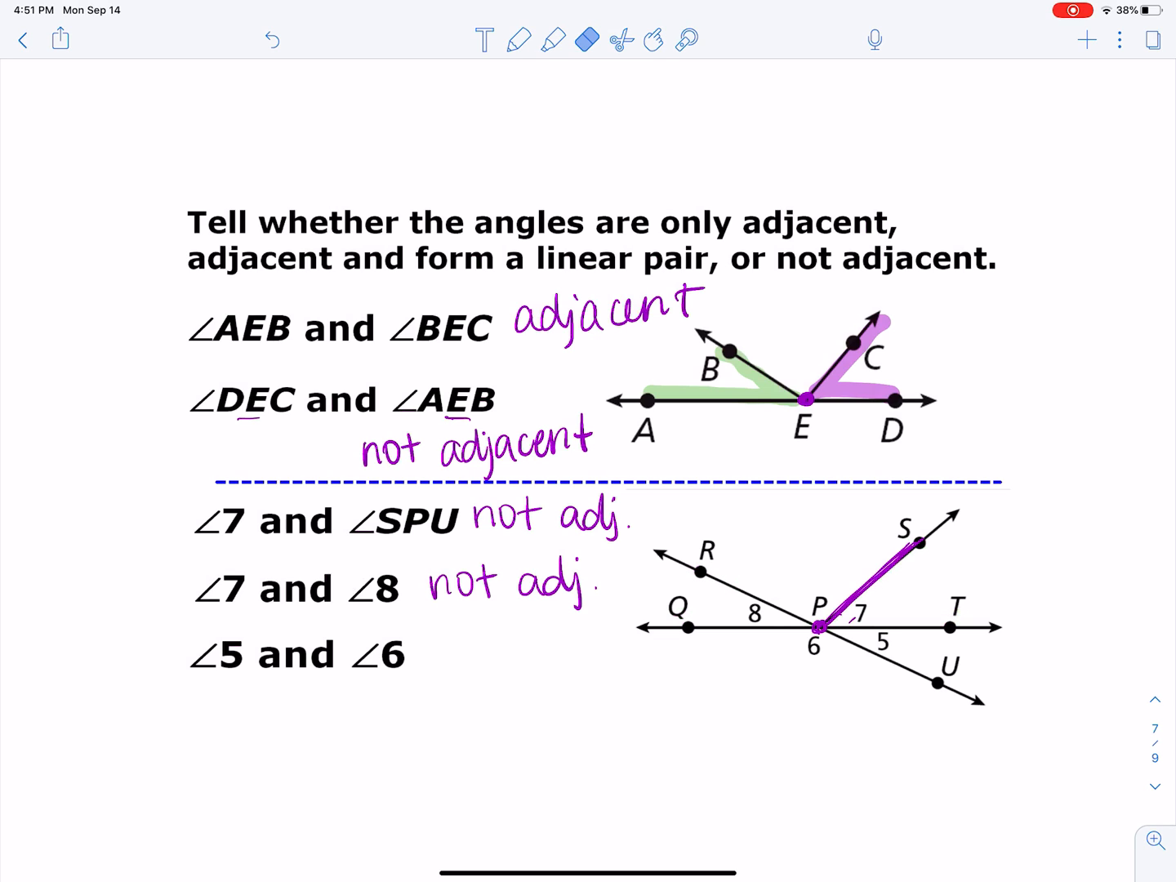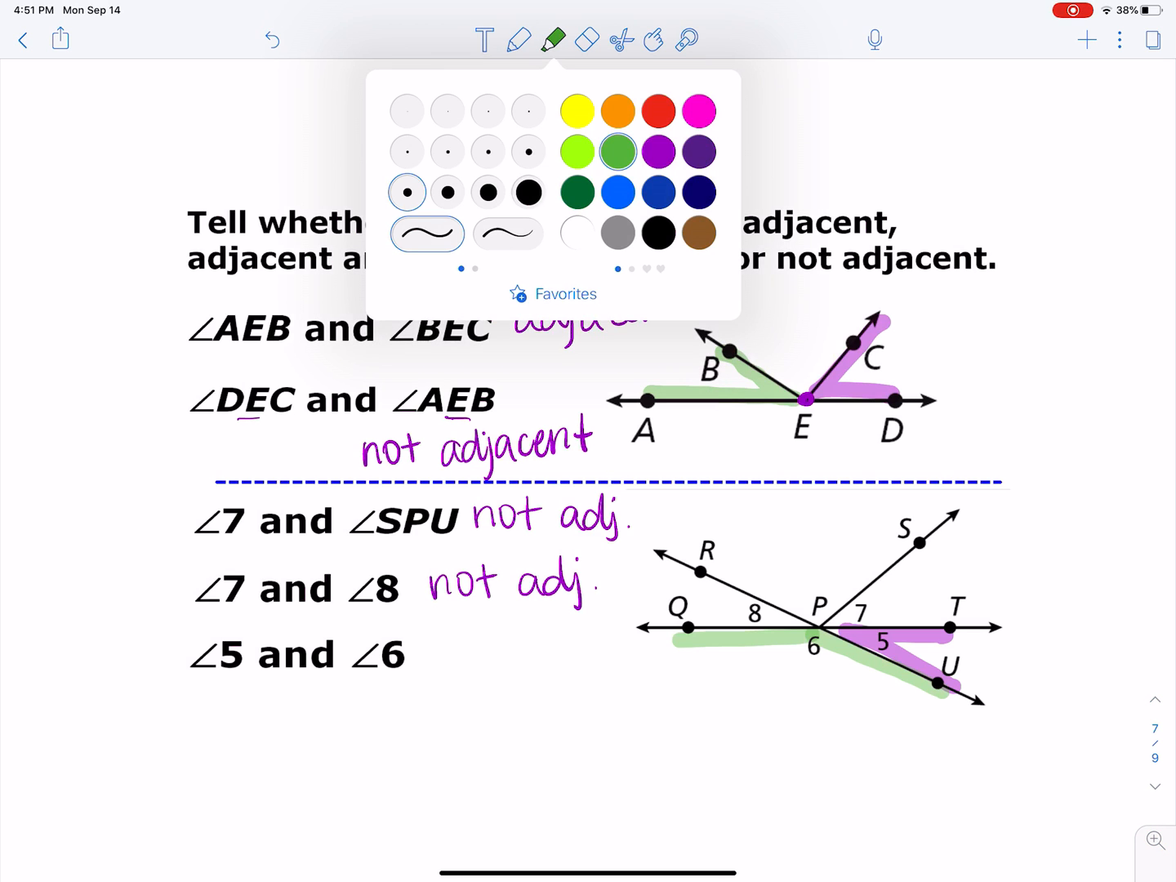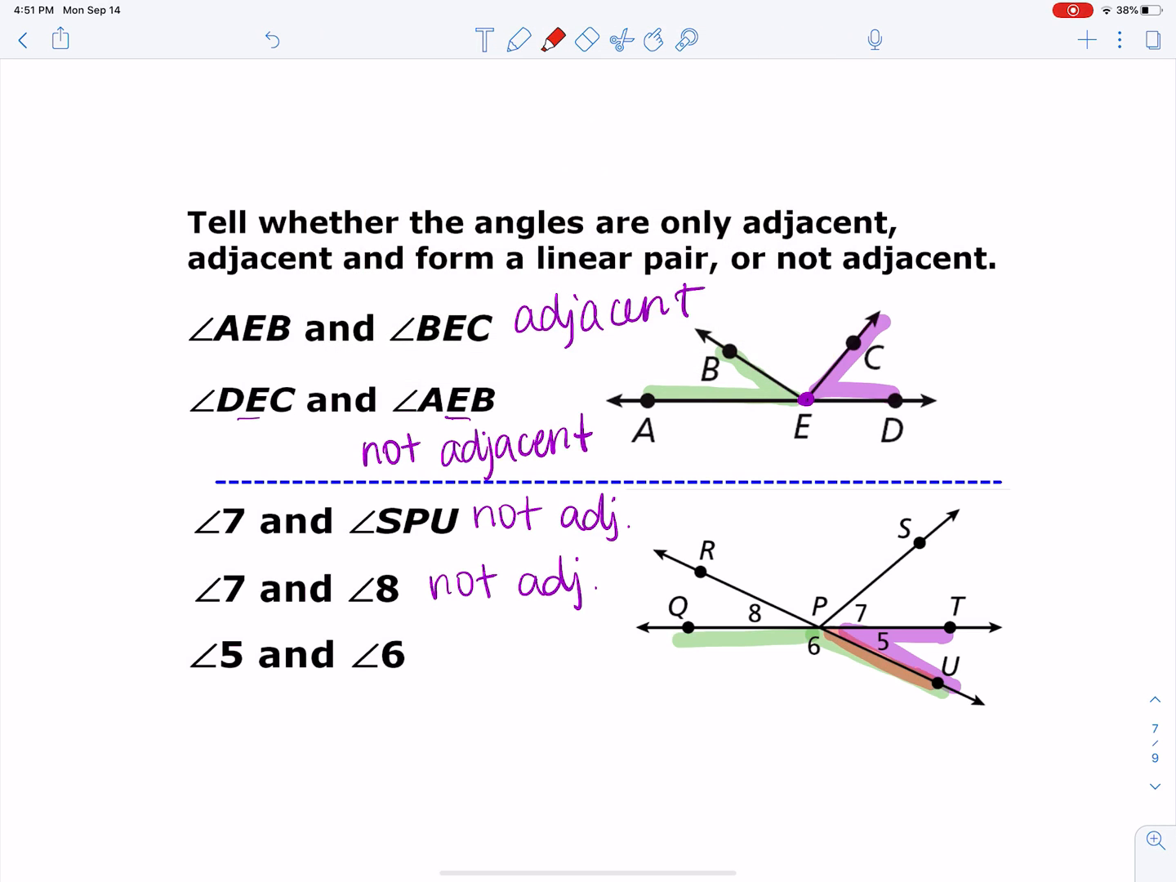And angle 5 and angle 6. Hey, those are adjacent. They share side PU, and together they form a straight line. So those are a linear pair.